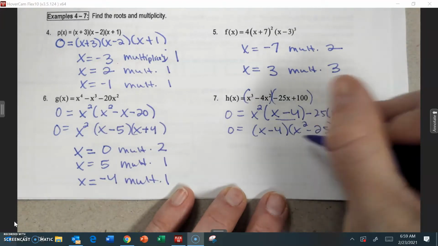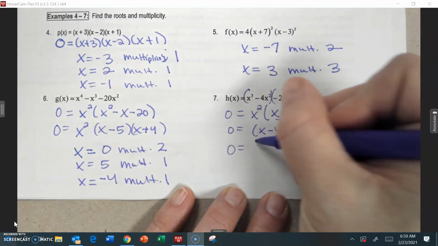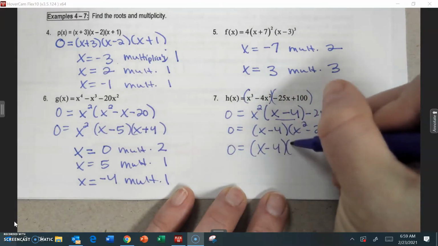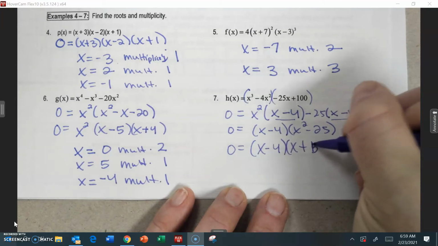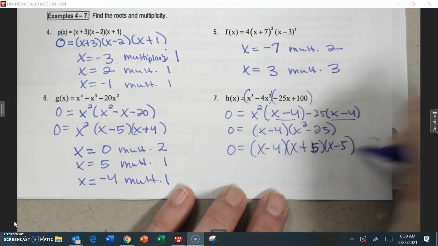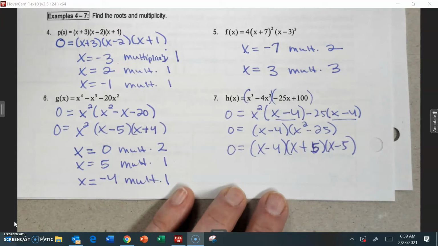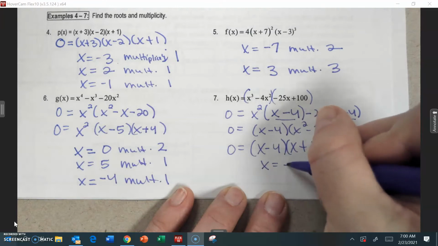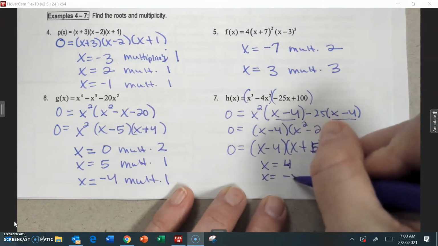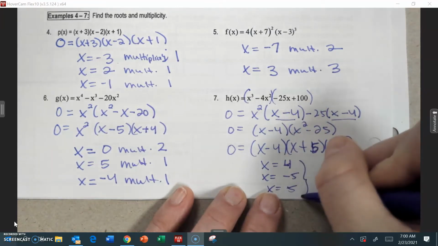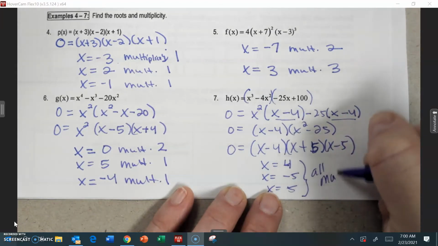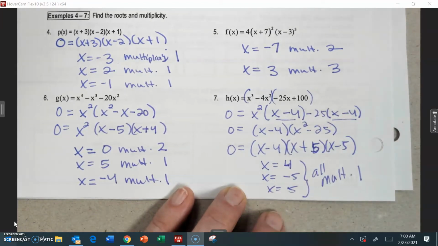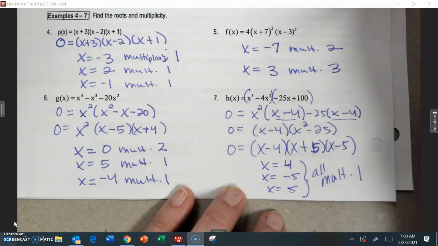Right here, I am left with a difference of squares. So I need to factor this completely. That's a 5. So we have the quantity x minus 4 times the quantity x plus 5 times the quantity x minus 5. So we have 4, -5, and 5, and they all have a multiplicity of 1. And really that takes a lot of the things we've done with factoring and solving for x into account, okay?